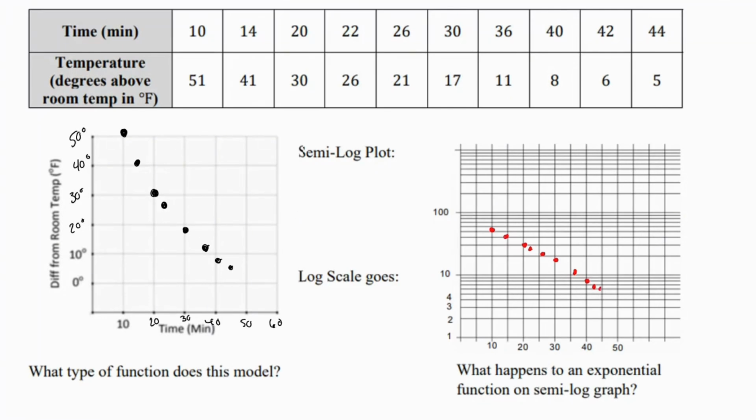So maybe I could have done a slightly better job with some of those dots at the end there, but it looks pretty linear to me. It looks like a pretty decent straight line when drawn. Okay, so what type of function does this model?